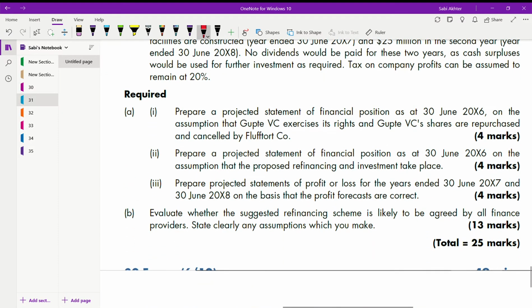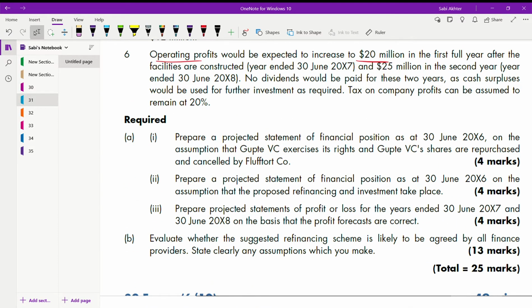Coming to this, just see the requirement. First part, prepare a projected statement of financial position. They have given you the date also. On the assumption that the venture capitalists exercise their right, that means their shares will increase and their shares are repurchased and cancelled by the float. 4 marks, just 4 marks. But how many workings are there? Coming to the next, prepare a projected statement of financial position. I've told you what the impact on the financial position is. The same date. Coming to the third, project a statement of profit or loss.